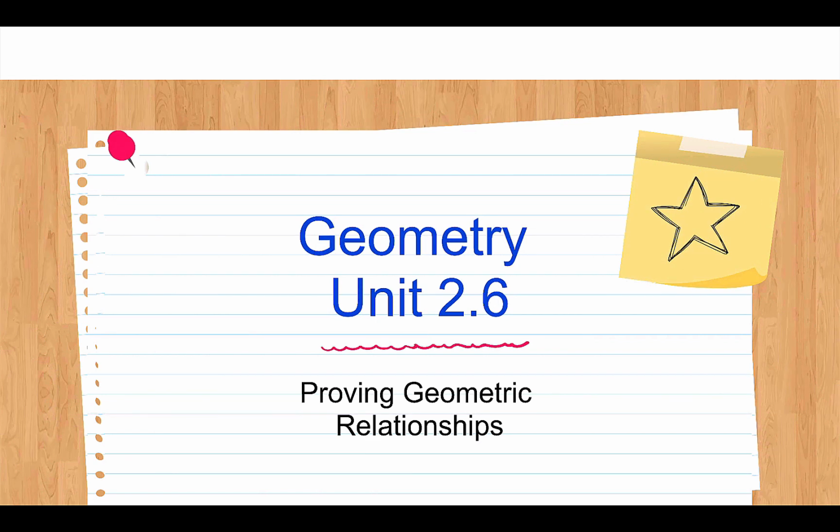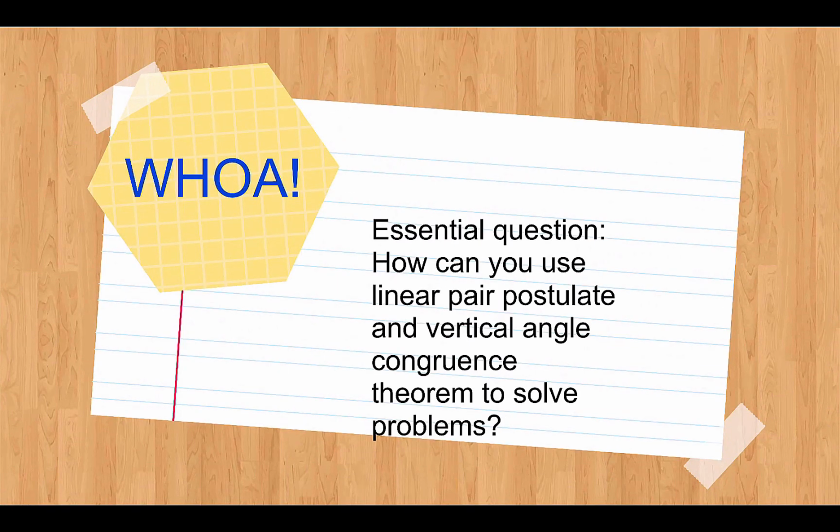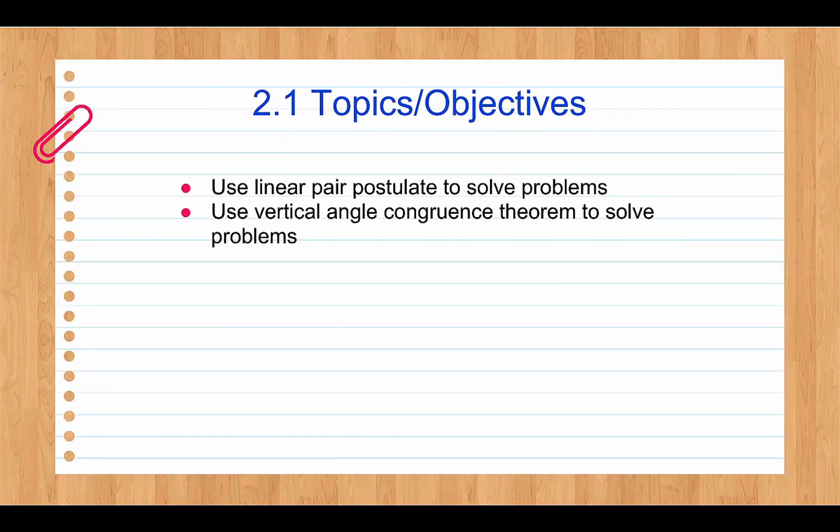Okay, so we're going to begin section 2.6, Proving Geometric Relationships. Our essential question: how can you use the linear pair postulate and vertical angle congruence theorem to solve problems? Use linear pair postulate to solve problems. Use vertical angle congruence theorem to solve problems.